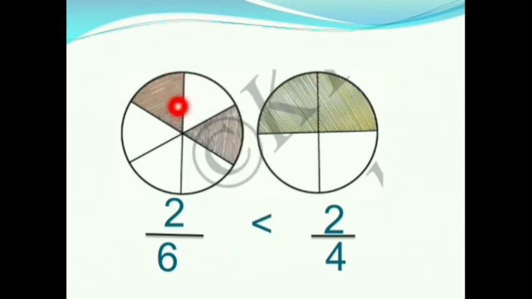Children, look at the size of the parts of the circles. Are the size of the parts equal? No. Here one circle is divided into 6 parts and another circle is divided into 4 parts. The number of parts shaded is equal in number but not in size. The fraction will be 2 by 6 and 2 by 4. Here the size of 2 by 4 is greater than the size of 2 by 6. Therefore, 2 by 4 is greater than 2 by 6.